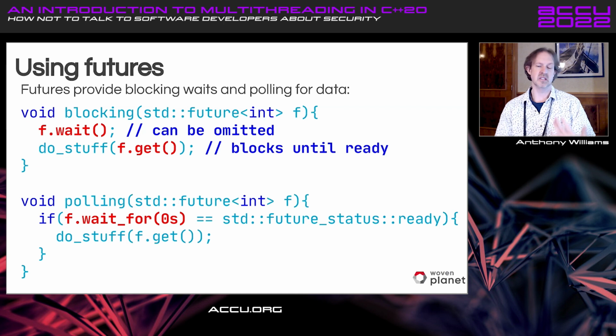The other option is that you can wait for a time and poll. So you can wait for 0 seconds, which will then just return immediately and tell you whether or not the data was ready. And then if the data is ready, if it returned future status ready, then you can call get, and the get won't block, it will just give you the value.